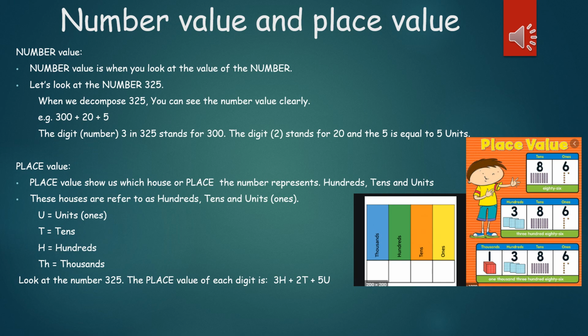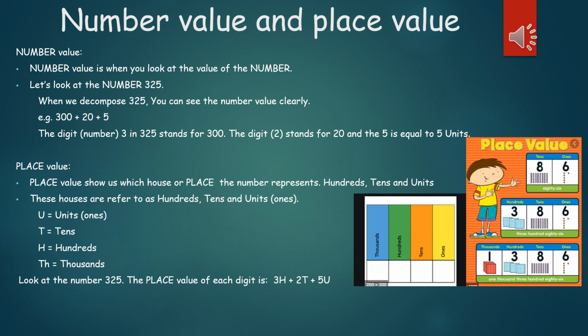Number value and place value. The words actually explain to you what it means. Number. A number is 1, 2, 3, 4, 5. Number value is when you look at the value of the number. Let's look at the number 325. When we decompose 325, you can see the number value clearly. For example, it's 300 plus 20 plus 5.